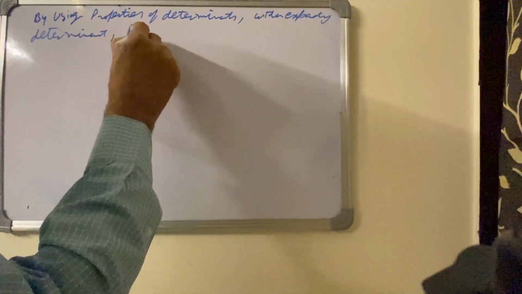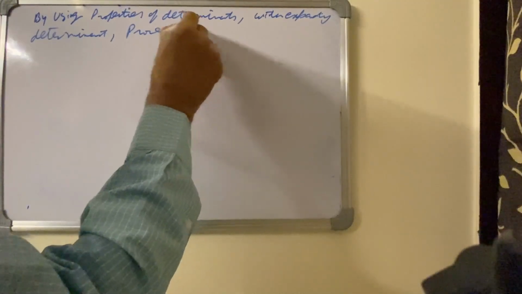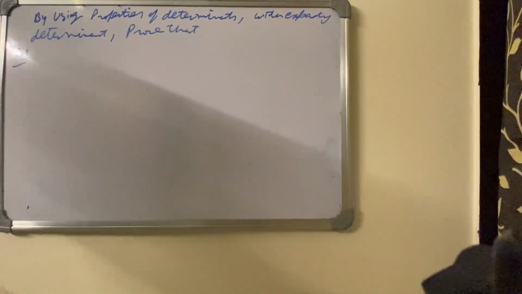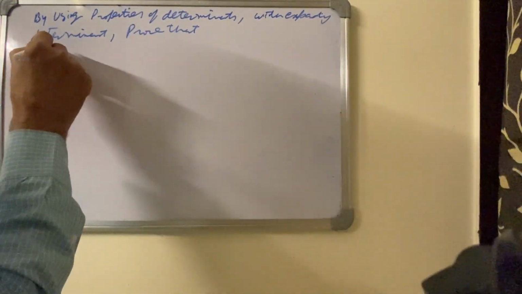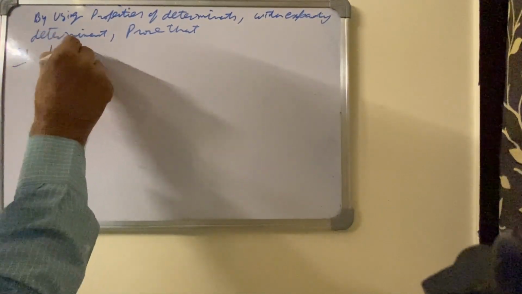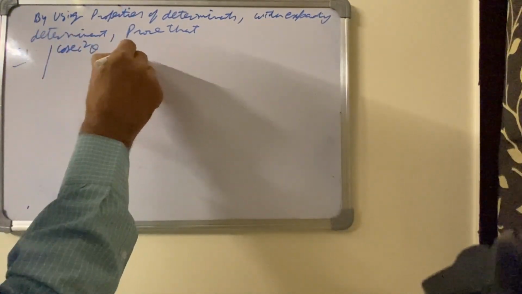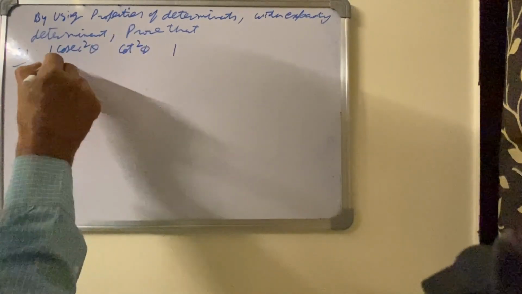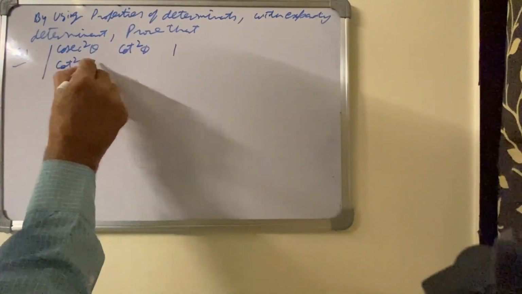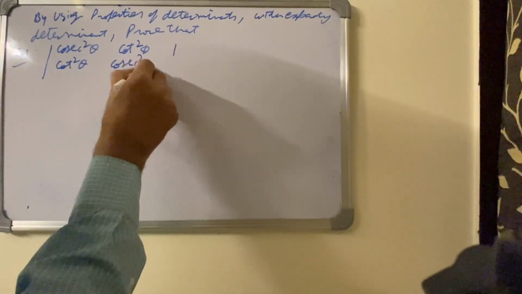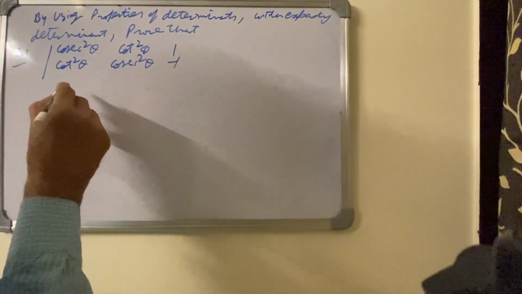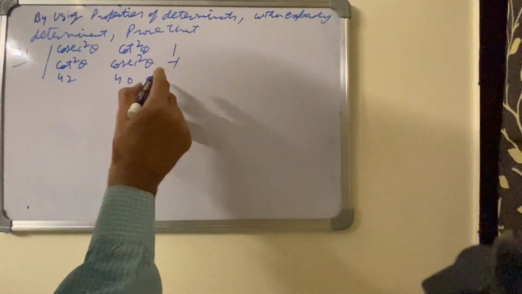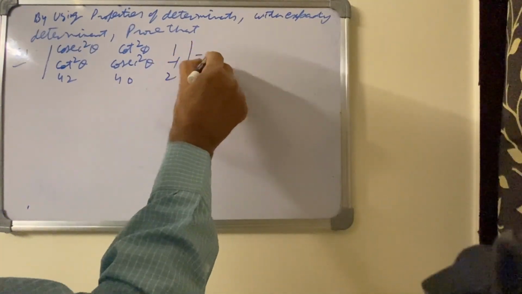Prove that, first question. Determinant cosecant square theta, cot square theta, 1, then cot square theta, cosecant square theta minus 1, 4, then 4, 2 is equal to 0.